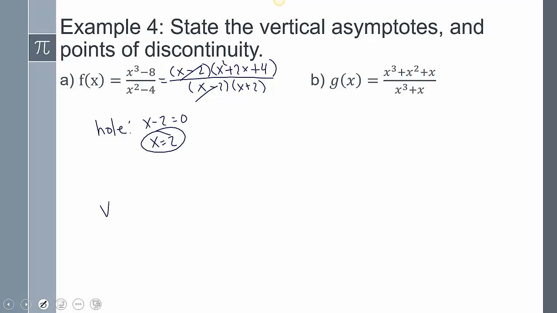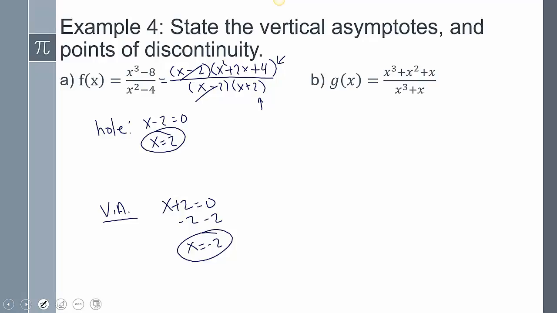Now to find my vertical asymptote, remember we just take whatever's left over and set the denominator equal to 0. Now you're probably thinking, oh, does that factor further? It doesn't. But if I take that x plus 2 and set it equal to 0 and solve, you get minus 2 to both sides, so I get x equals negative 2. And so that's going to be my vertical asymptote. So there's a distinction. I have my hole or point of discontinuity and my vertical asymptote.